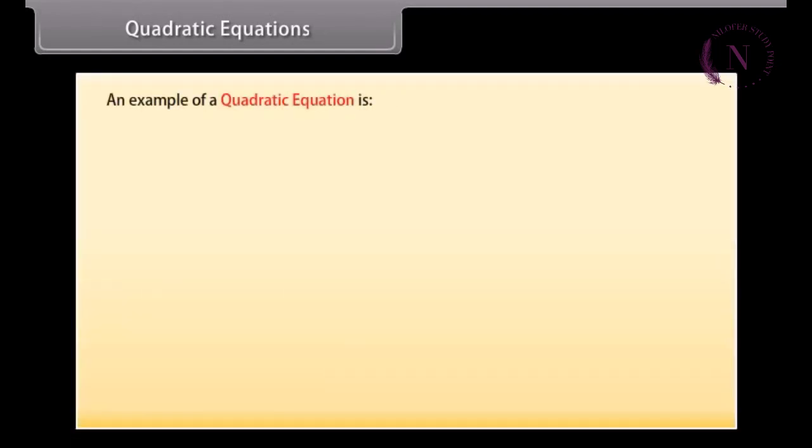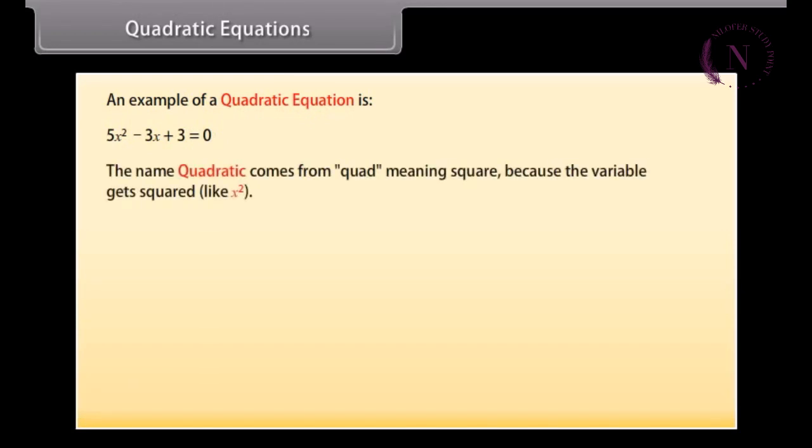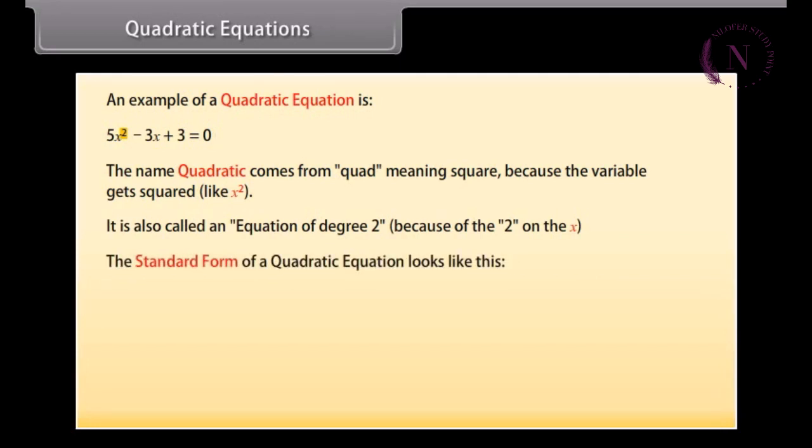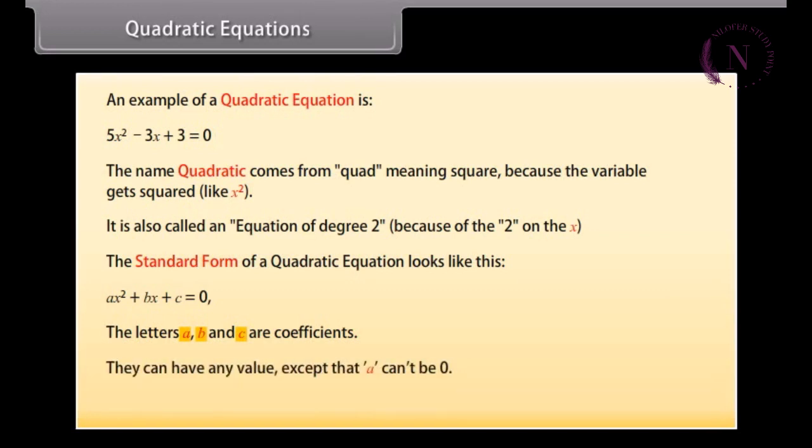Quadratic equations. An example of a quadratic equation is shown. The name quadratic comes from quad, meaning square, because the variable gets squared, like x squared. It is also called an equation of degree 2, because of the 2 on the x. The standard form of a quadratic equation looks like this: ax squared plus bx plus c is equal to 0. The letters a, b and c are coefficients. They can have any value except that a cannot be 0. The letter x is the variable or unknown.